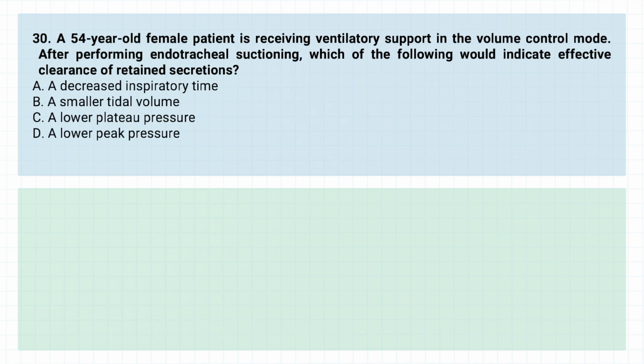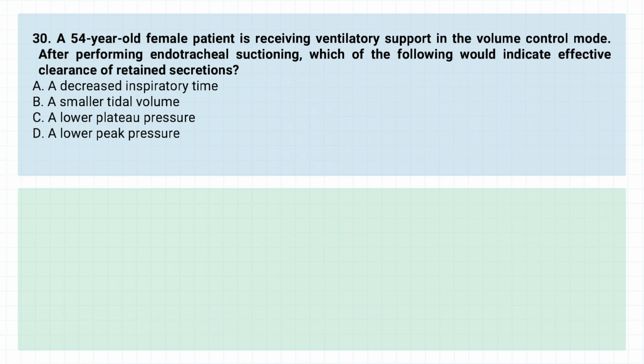Number 30. A 54-year-old female patient is receiving ventilatory support in the volume control mode. After performing endotracheal suctioning, which of the following would indicate effective clearance of retained secretions? A. A decreased inspiratory time. B. A smaller tidal volume. C. A lower plateau pressure. D. A lower peak pressure.